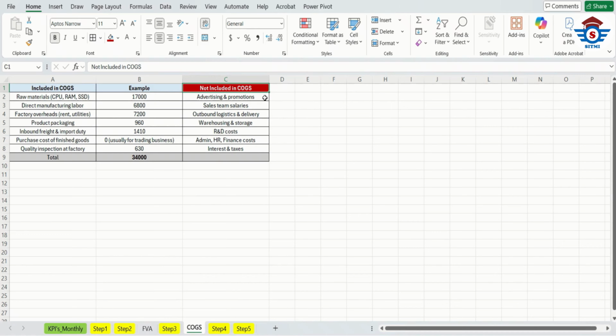Certain costs like advertising and promotion, salaries of the sales team, then outbound logistics and delivery cost to customers are also not part of cost of goods sold. Certainly, warehousing and storage costs are also not part of cost of goods sold. Then research and development cost, admin cost, HR cost, finance cost, and also interest and different taxes are also not part of cost of goods sold.